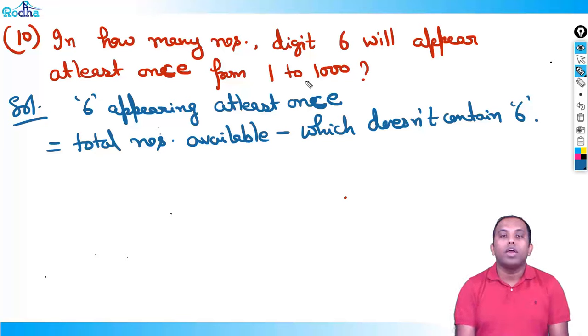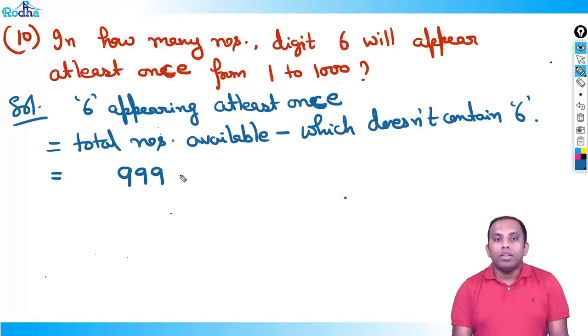From 1 to 1000, how many numbers are available? If I include 1000, we have 1000 numbers, but in 1000, 6 will not be there. So 1 to 999: how many numbers are there? 999 numbers are the total numbers available to us. From this total, subtract the cases where 6 will not occur even a single time.